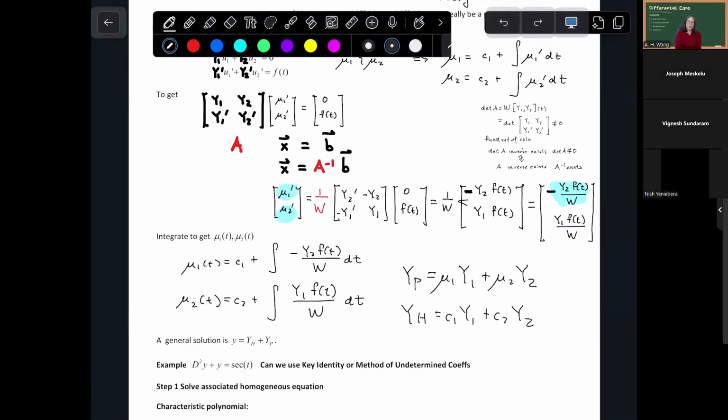All right, so what are we doing? This whole process is called variation of parameters, because these are the parameters, and we're going to vary them. So we're replacing them by mu1 and mu2. That's why it's called variation of parameters, okay? When do you use it? Well, pretty much when you can't do key identity or method of undetermined coefficients.